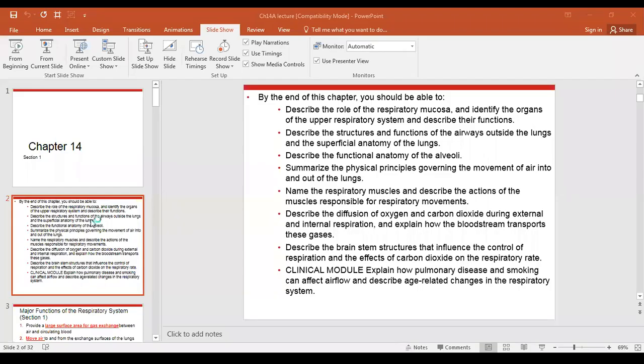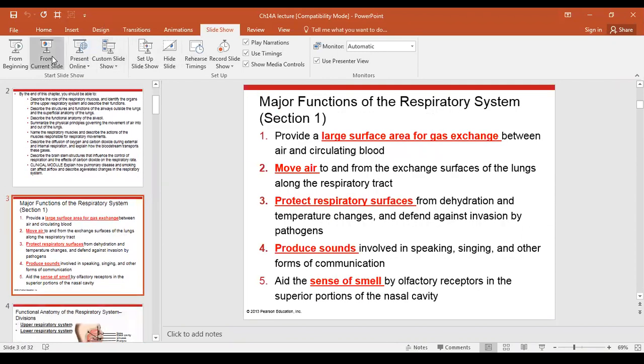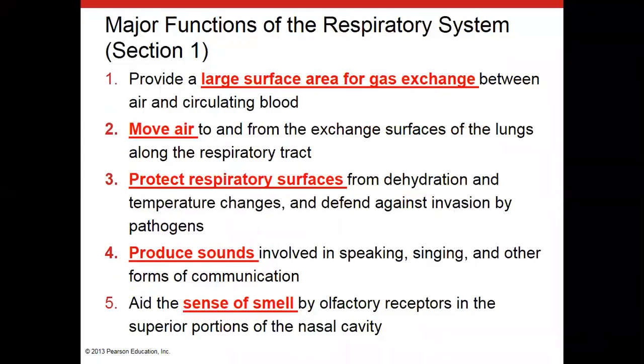Okay, let's talk about chapter 14, which is the respiratory system. This respiratory system, we've got two sections. So this is section 1. Major functions of the respiratory system: it provides a really large surface area for gas exchange.